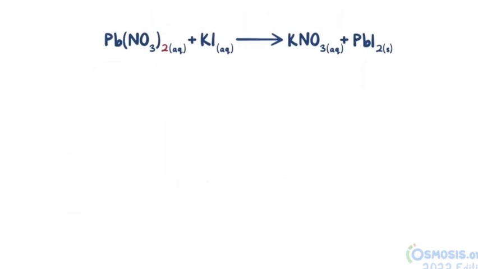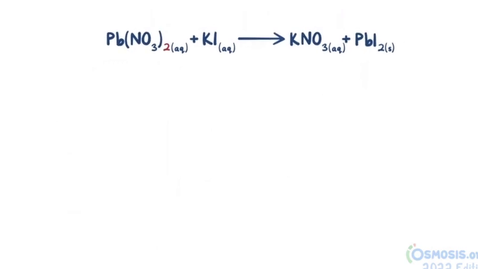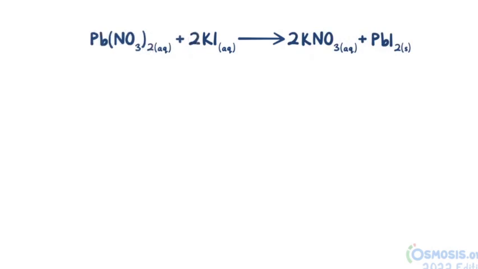Next, we need to balance our chemical reaction. We can see that we have two nitrate ions on the left side, and so we need the same number on the right side. So we put a 2 in front of potassium nitrate. But now we have two potassium ions on the right side, and so we need the same number on the left side. So we put a 2 in front of potassium iodide.